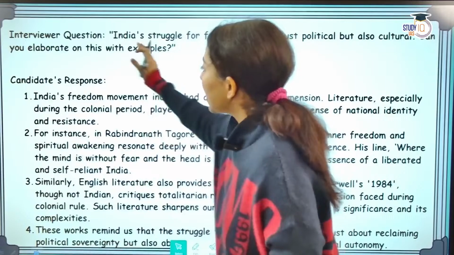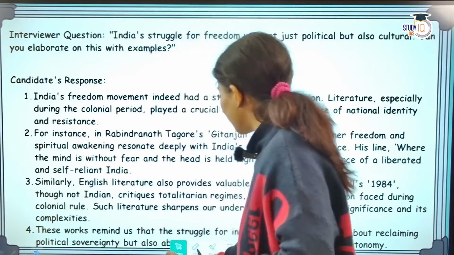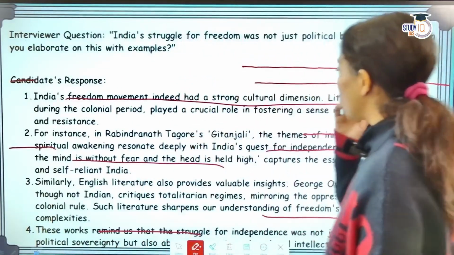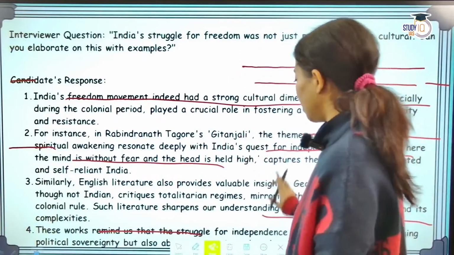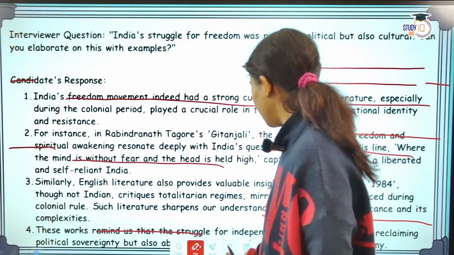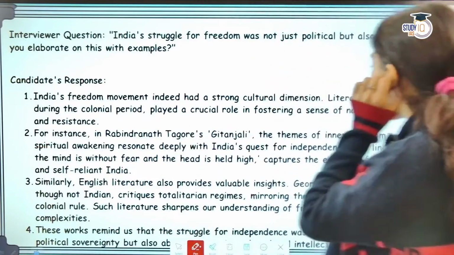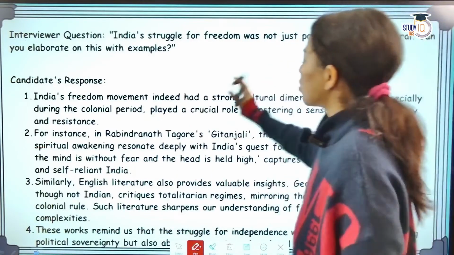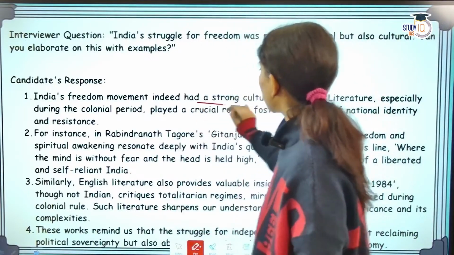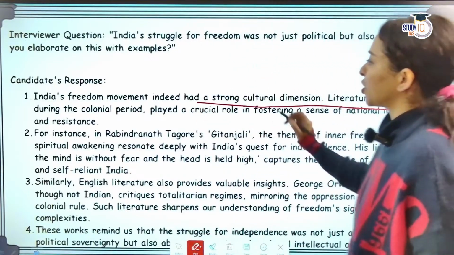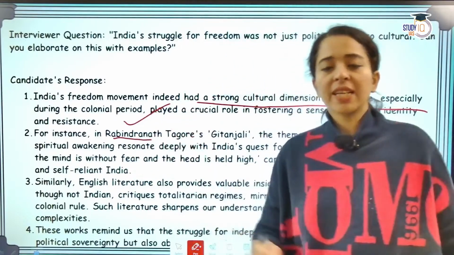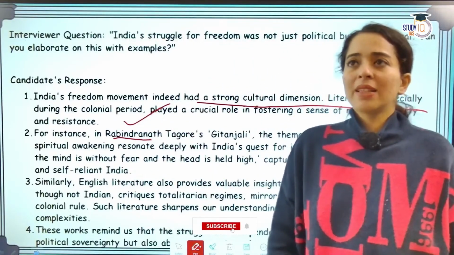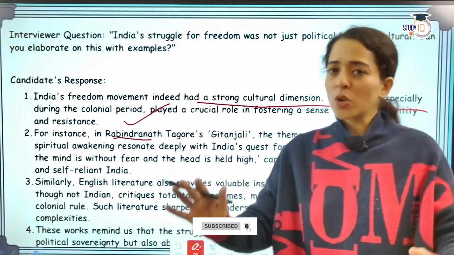So the candidate's response can be, and I'm just giving you an example, in a manner wherein you are talking about how India's freedom movement indeed had a strong cultural dimension. Literature, especially during the colonial period, played a very important role. Rabindranath Tagore's Gitanjali is an example you can give. There are 100 examples that you can give. I just quoted a few.